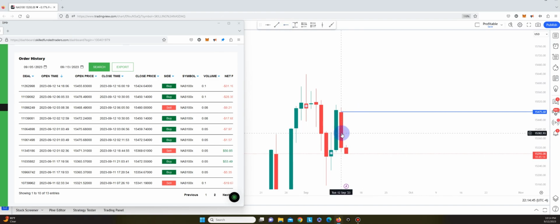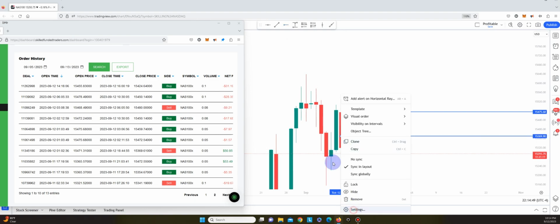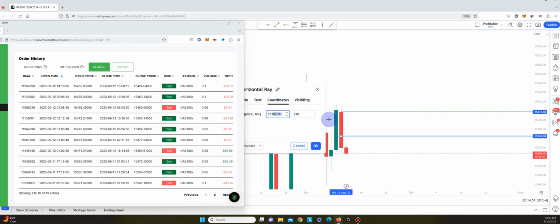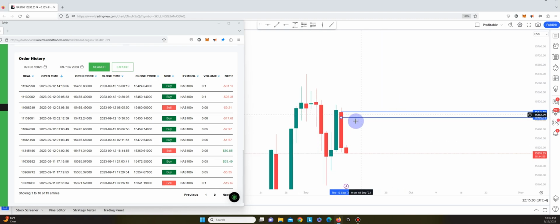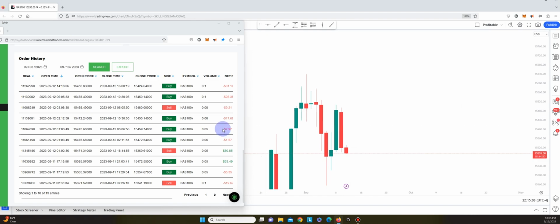So let's actually put it here. I don't know where the other one just went. It was at 15,450.14. So right around there is where I got stopped out for a total loss of 1768. The next trade was a loss of 7.96.